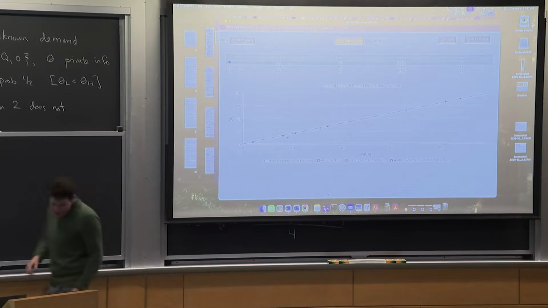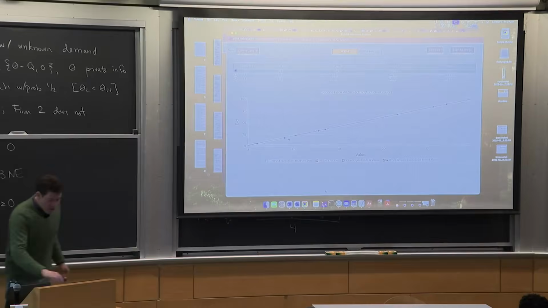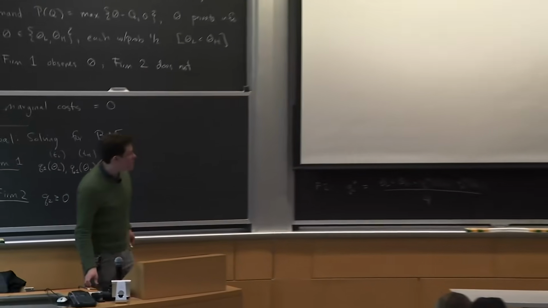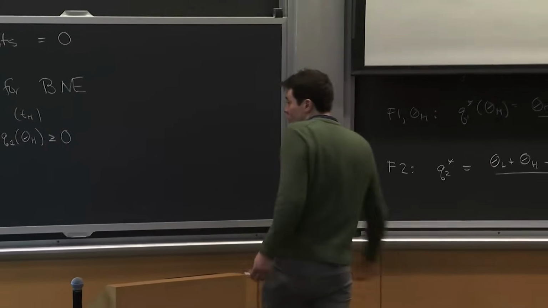OK, so let's close this down, and let's actually analyze the simplest possible example of a first price sealed bid auction and try to solve for the equilibrium of this auction.